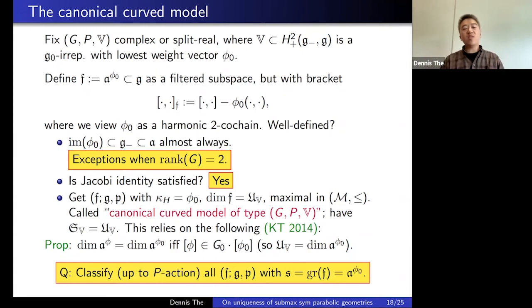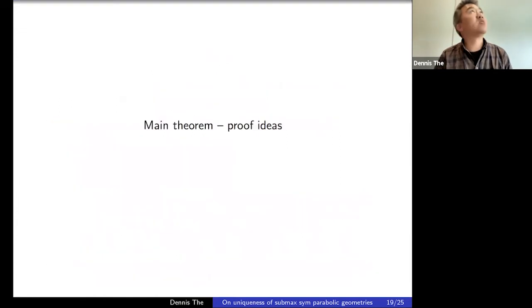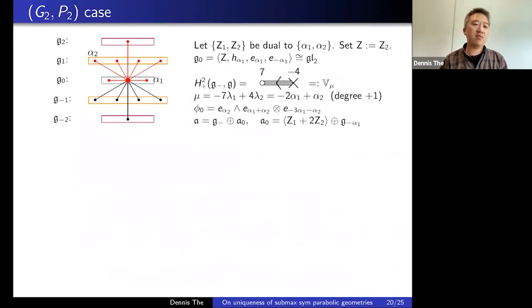Okay, so now our classification problem for the task that I set out at the beginning is: classify up to this P action all algebraic models whose associated graded is this Tanaka prolongation for some lowest weight vector. Let me give you about 10 minutes or so. I'll give you some ideas here, focusing on the simplest case, the G2, P2 case.